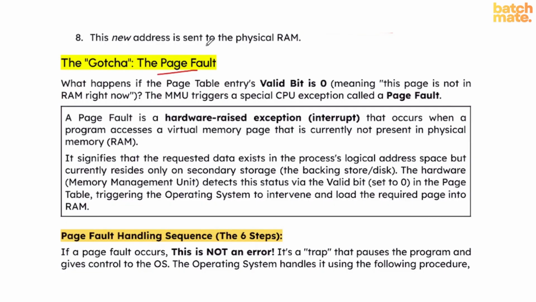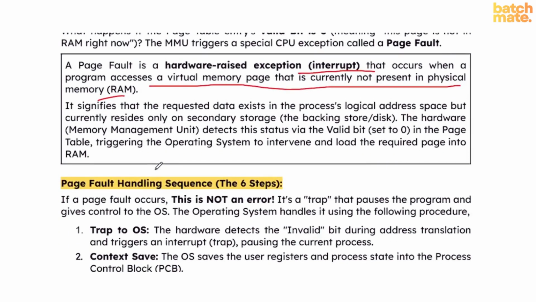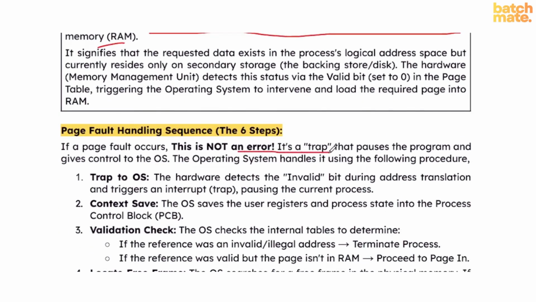A page fault is a hardware-raised exception or interrupt that occurs when a program accesses a virtual memory page that is currently not present in physical memory, RAM. But don't panic. A page fault isn't an error. It's a trap that pauses the program and gives the whole control to the OS. The operating system handles it thereafter.